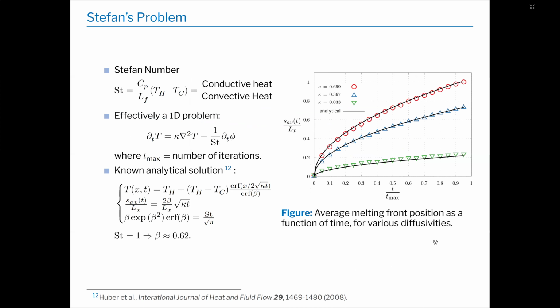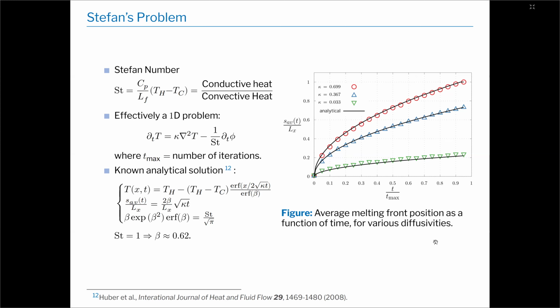Okay, which was the second problem. This is essentially a one-dimensional problem that only cares about the melting dynamics, and it is described by this equation here. We have known analytical solutions for the temperature field and the average melting front position, which depend on a parameter beta that is defined as such, and it depends on the Stefan number. For our case, we chose a Stefan number of 1, and we have that the parameter is about 0.62.